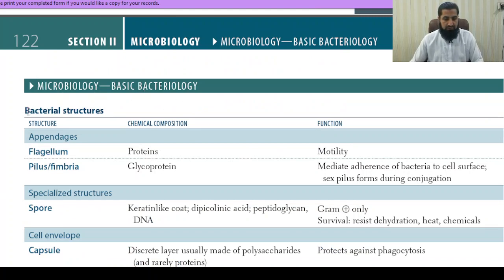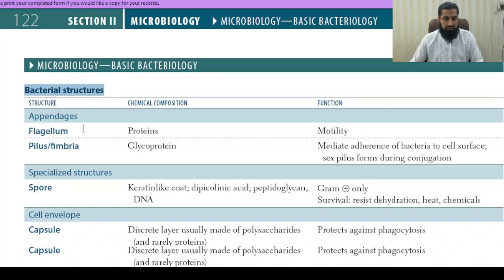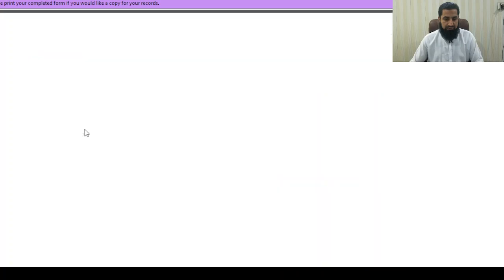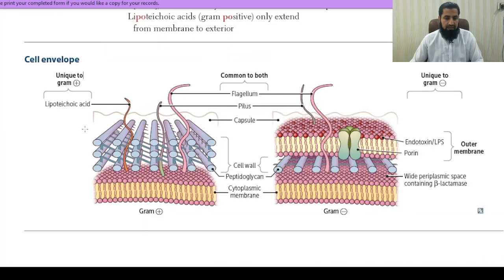In this section we will first talk about the bacterial structures. Here is your bacterial structure. This is your gram positive bacteria and this is your gram negative bacteria. There are some similarities between these two mentioned in the center, and there are also some differences between these two mentioned on the sides. So come, let's see the gram positive bacteria.